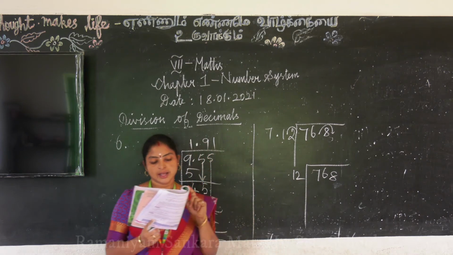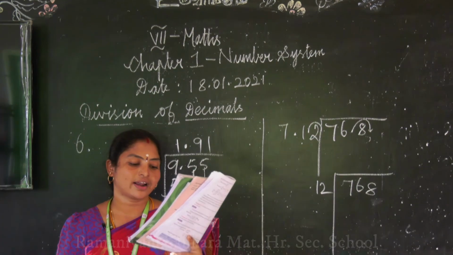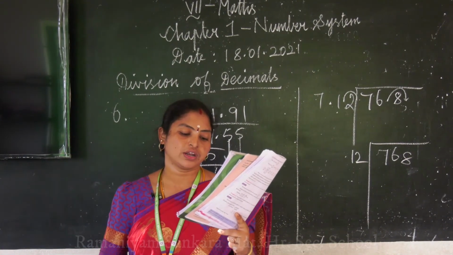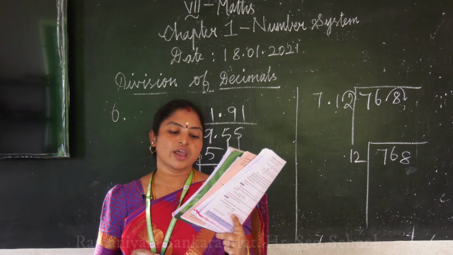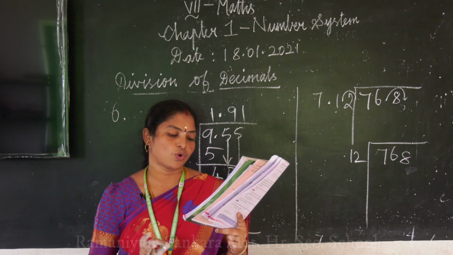The 7th one is homework. Then the 8th one: the cost of leveling a land at the rate of rupees 15.50 per square feet is rupees 10,075. Find the area of the land. That is also homework.